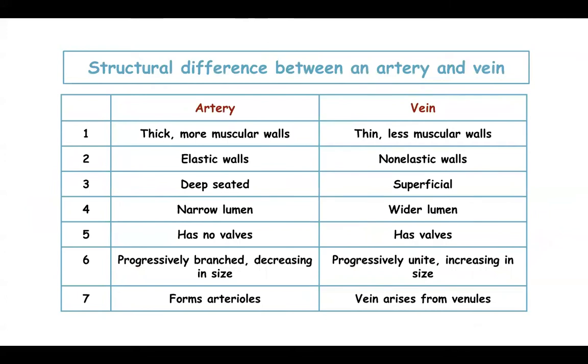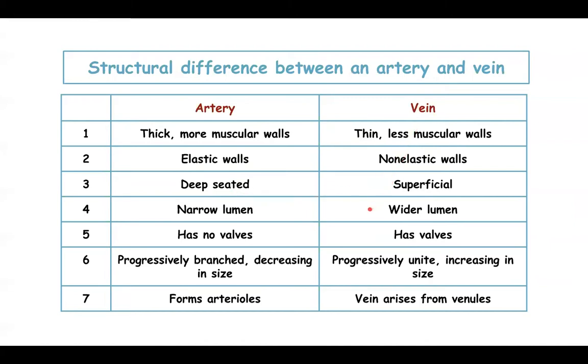Now, there are differences between artery and vein, both in their structure and in their function. So let's study the structural differences. The artery is thick, more muscular, whereas the vein is thin and less muscular. The artery has elastic walls. The vein is non-elastic. It doesn't have elastic walls. The artery is deep-seated. That means it is present below muscular layer, not exposed to the surface. There are some exceptions, but majority of the arteries are present below the muscles.